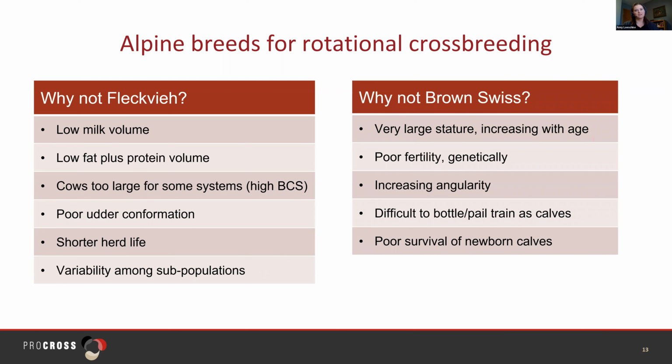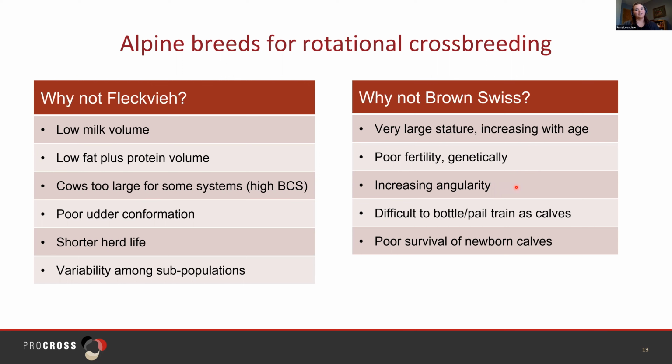Why not Brown Swiss? Well, again, they create a very large stature that increases even more as these cows age. The Brown Swiss today is a very poor fertility breed genetically. In fact, if we go back to those 6 US dairy breeds I was describing early on, the Brown Swiss today has the lowest genetic ranking for their fertility capacity. So that's not a really great attribute when you want to use them in crossbreeding. Let's pick breeds with at least acceptable within breed fertility levels.